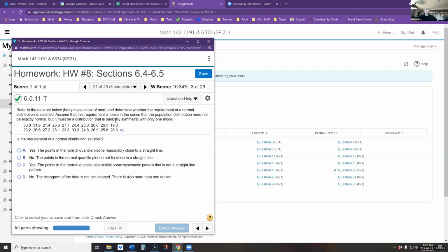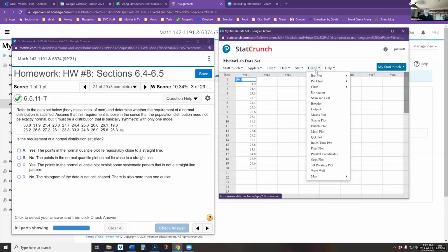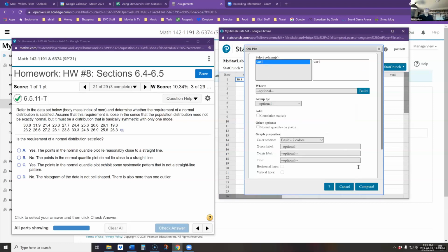So in this case, it doesn't even tell us what to use. Now, if we look at the answers, it does say normal quantile plot. So everything they're talking about is just referring to a normal quantile plot. That means we can look at a histogram, but it's not part of the rationale that they're using for the answer of yes or no. So I would still, either way, open the data up in StatCrunch. Go to the graph tab, and let's just say we do what they want, go right to the QQ plot, select compute.